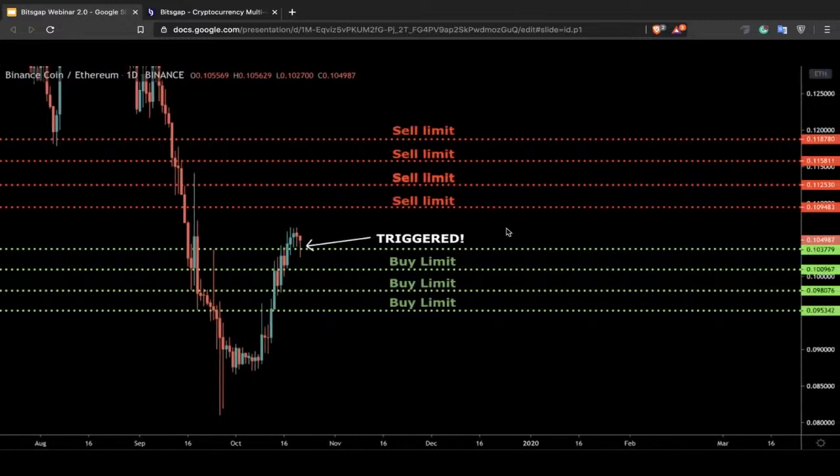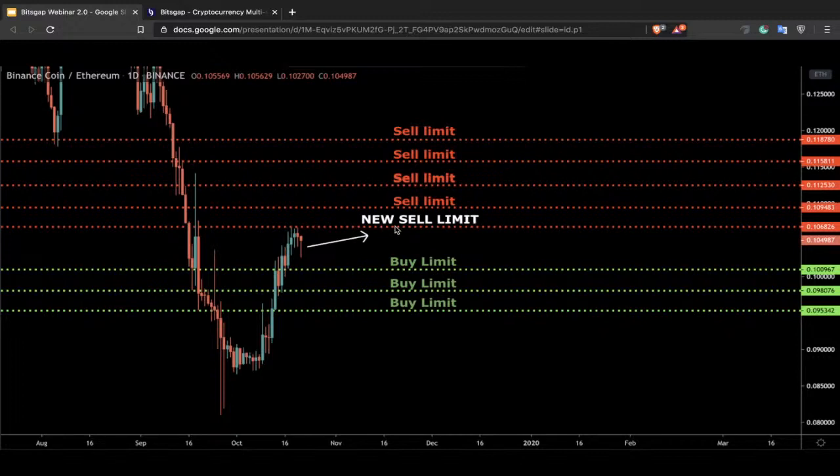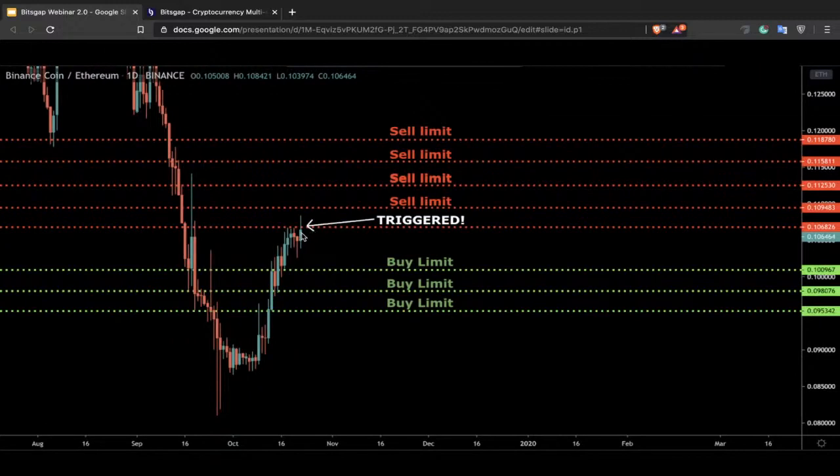So here we see that the price started to move downwards, and it triggered the first buy limit order. And as it triggered the first buy limit order, the bot will automatically place a new sell limit order right above the price, maintaining the grid spacing. Grid spacing is another term you have to understand in order to become successful at automated trading. Grid spacing is basically the space between our limit orders, and each time the price approaches certain levels, like here for example, you see that the price approached our newly set sell limit order. So that means that the bot will now execute the sell limit order.